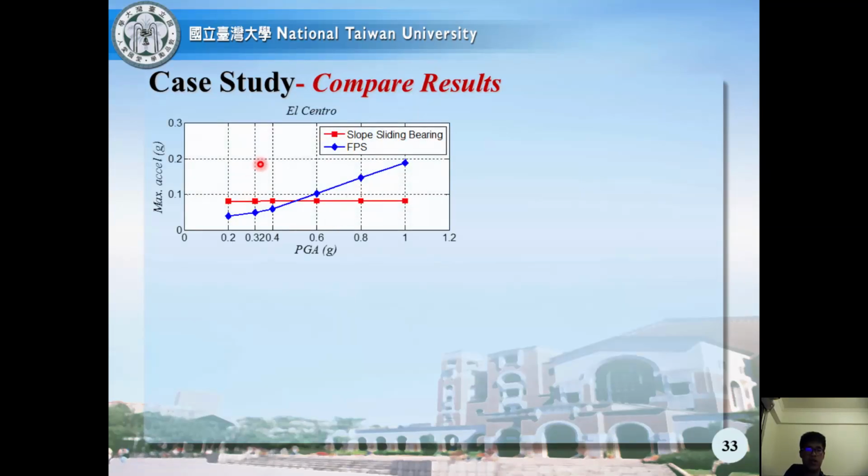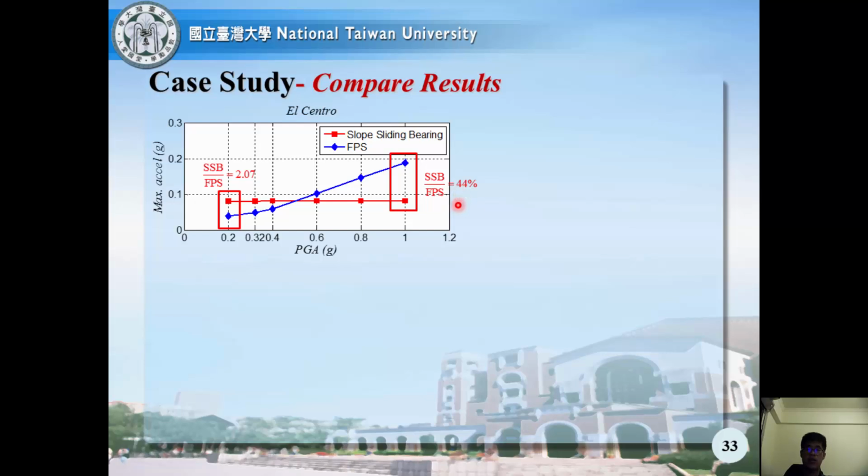From this figure, we may see that the x-axis is the PGA of the earthquake, which varies from 0.1 G to 1 G. From the figure, we can see that the friction pendulum system is more effective at reducing the acceleration response under smaller PGA. However, SSB will become more effective as PGA increases. As PGA equals 1 G, for instance, SSB absolute acceleration is 44% of the friction pendulum system.